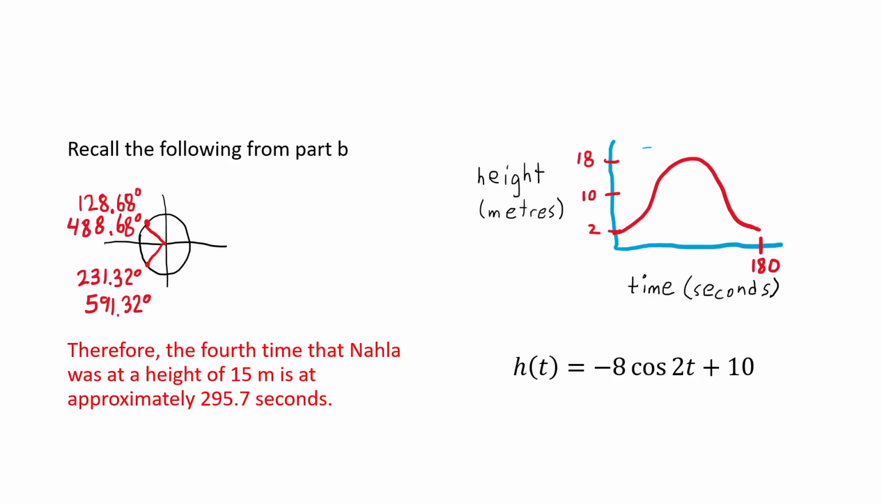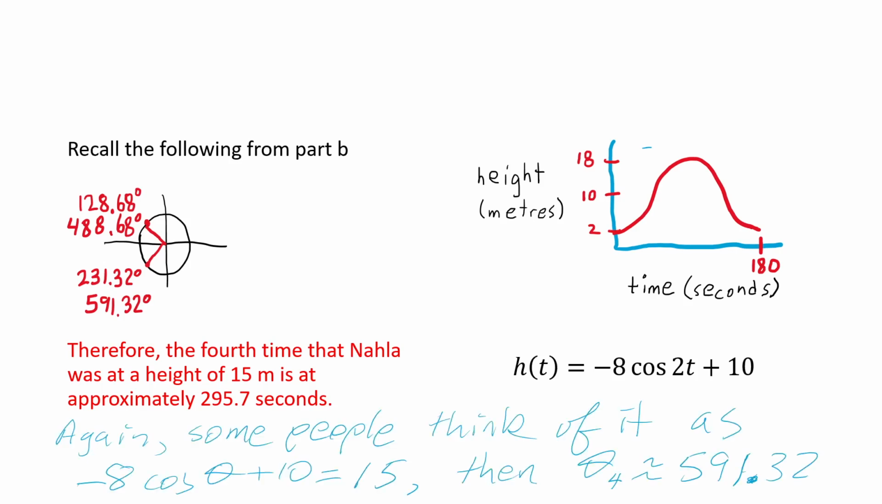Okay, well, that's good to know. The fourth time Nala is at that height is roughly 295.7 seconds. But again, some people don't like thinking of it that way. So instead of saying that negative 8 cos of 2t plus 10 equals 15, some people say negative 8 cos theta plus 10 equals 15.